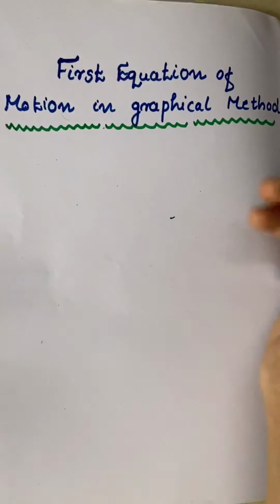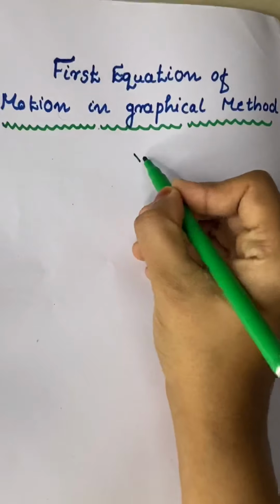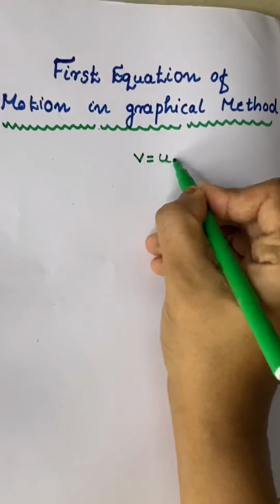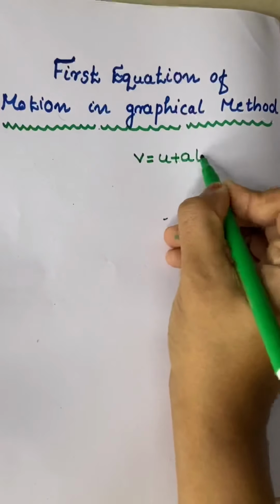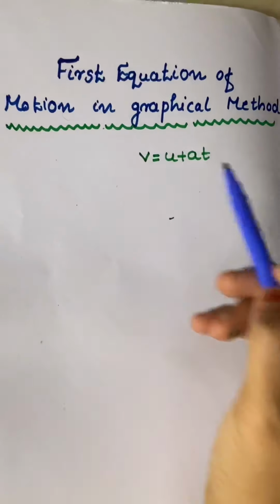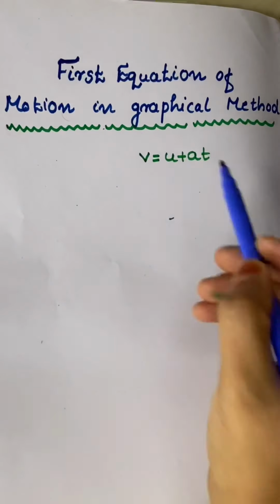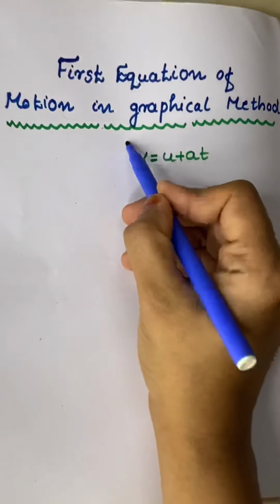Okay, what is the first equation of motion? We know that V is equal to U plus AT. This is the first equation of motion that we want to derive from the graph. This should be understood and learned by heart: V is equal to U plus AT.